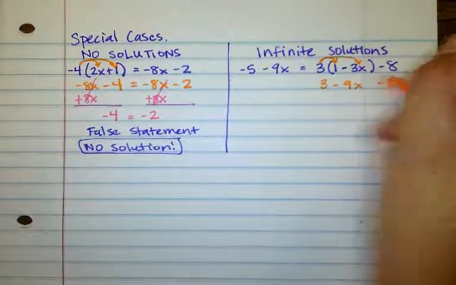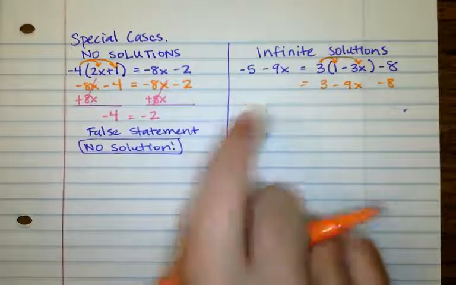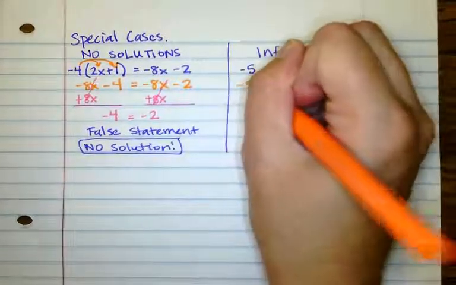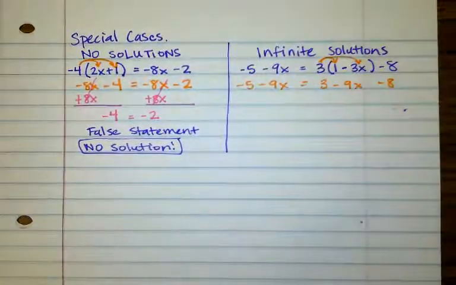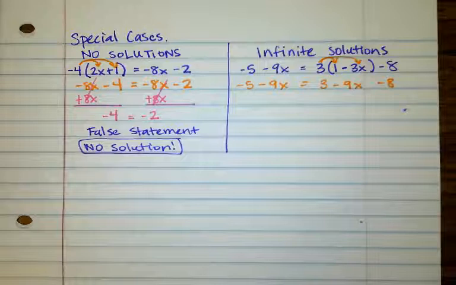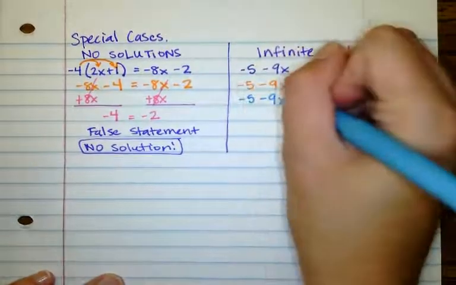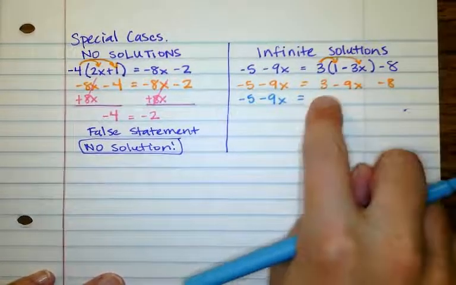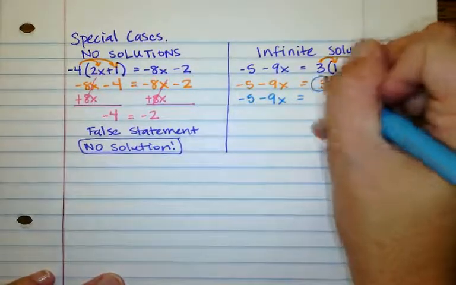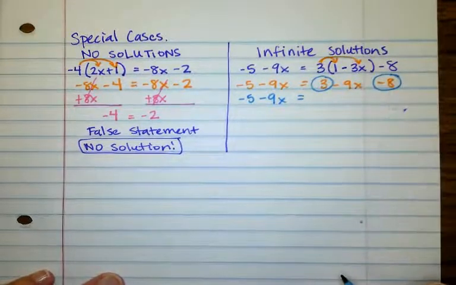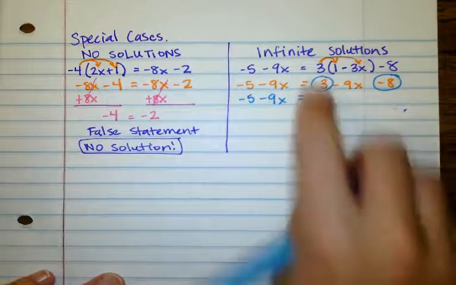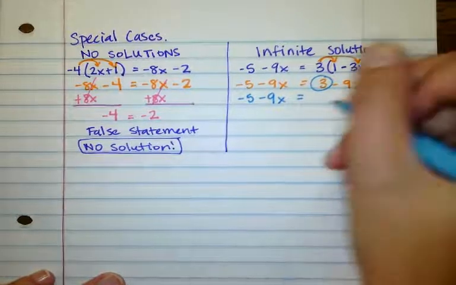The left side of our equation didn't change, so I'm just going to bring it down because we didn't have to distribute. Now we need to combine like terms. The left side, those terms are already all individual, but we need to combine our like terms here. So 3 minus 8 is going to give us negative 5 minus 9x.